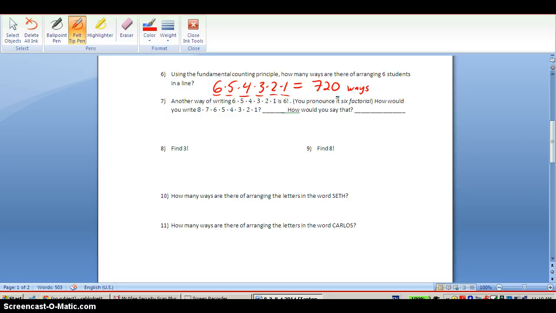All right. So another way of writing 6 times 5 times 4 times 3 times 2 times 1 is this way: 6 with an exclamation mark. That means I must say it like 6!